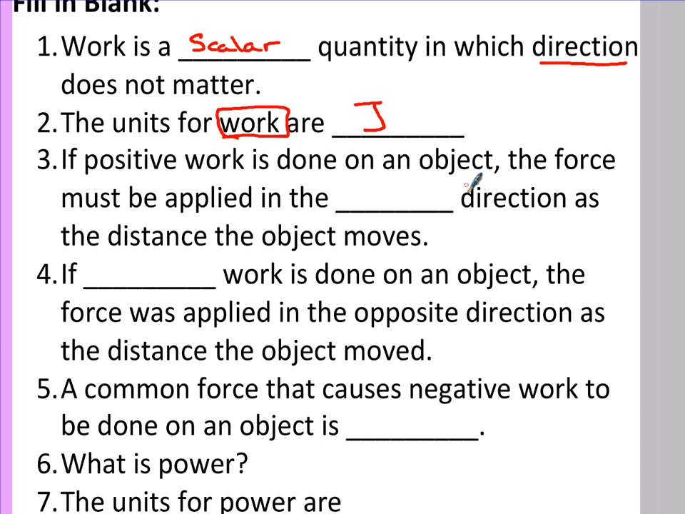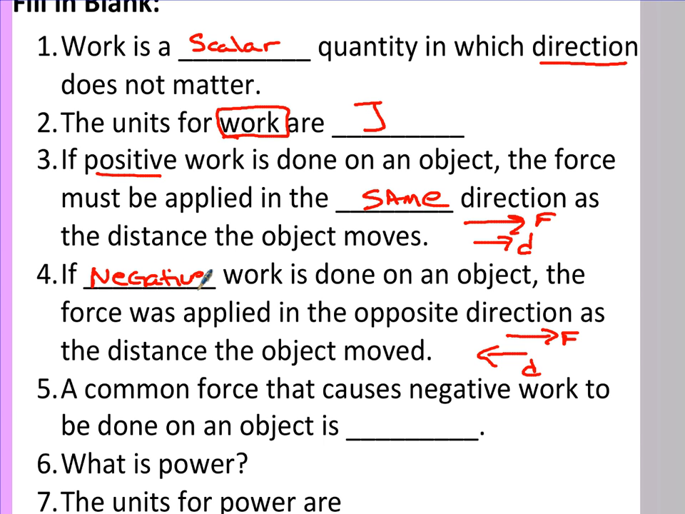If positive work is done on an object, the force must be applied in the blank direction as the distance the object moves. Let's see. The force and the displacement have to be in the same direction. If blank work is done on an object, the force was applied in the opposite direction. Do you remember what this was called? If the force and displacement are in opposite directions, the opposite of positive is negative. A common force that causes negative work to be done on an object is, well, the force that always causes negative work is, of course, friction, because friction opposes motion.